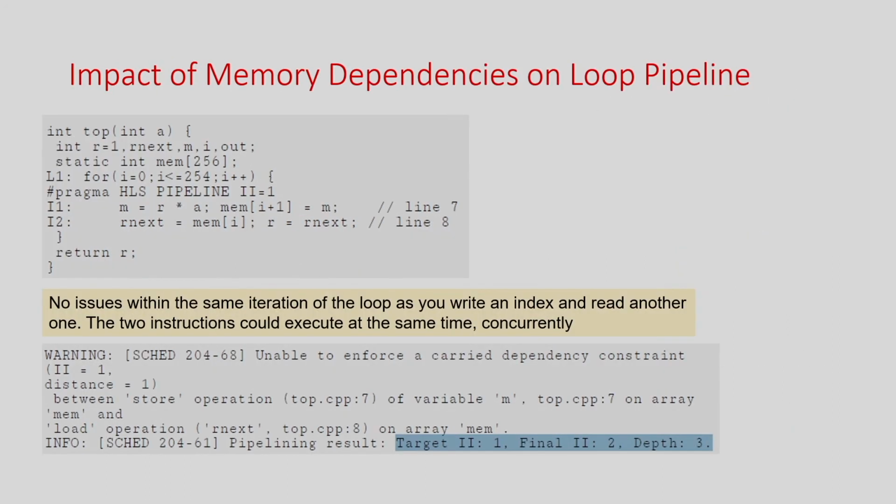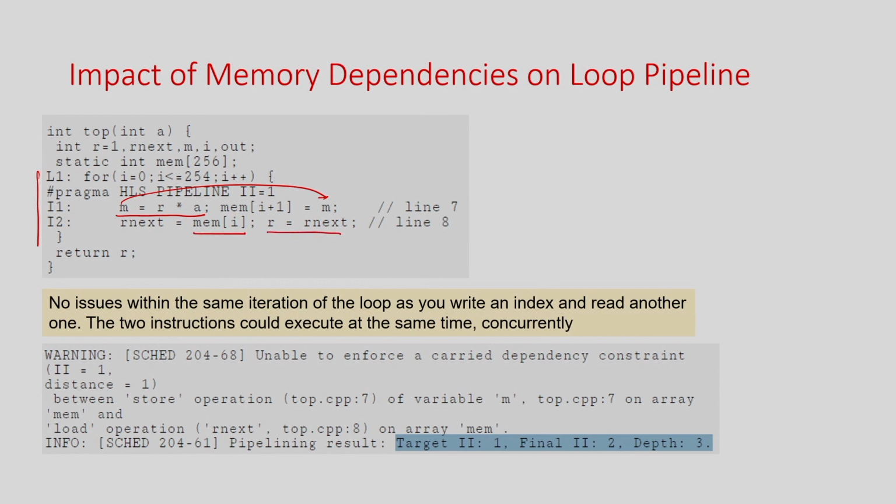So, I will take two more examples just to highlight the same fact. Here I have taken an example where I have a loop, and in the loop I am calculating m, then writing that value of m to memory at index i plus 1, and I am also reading memory at index i into some value r.